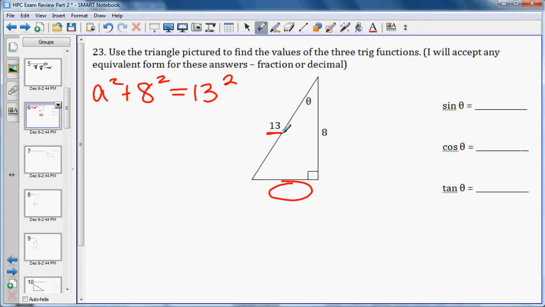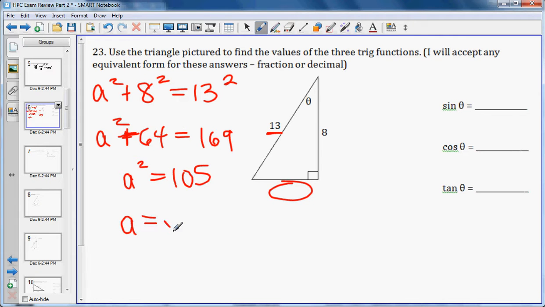The hypotenuse is always the one that goes by itself in the Pythagorean theorem. So we'll solve that. A squared plus 64 equals 169. Then we'll subtract 64 from both sides, get 105, take the square root, and get the square root of 105. You can put the decimal, but I'd prefer you just leave it as the square root of 105.